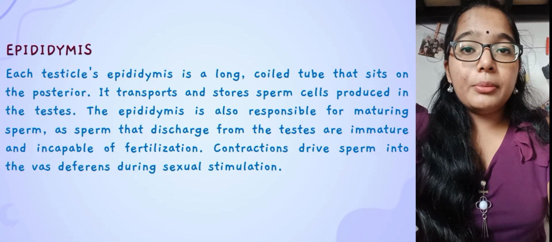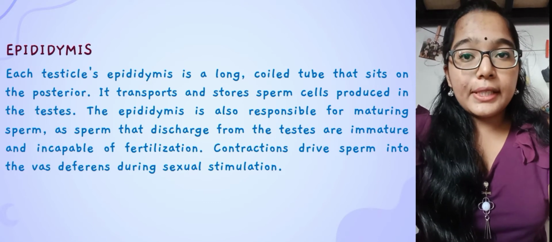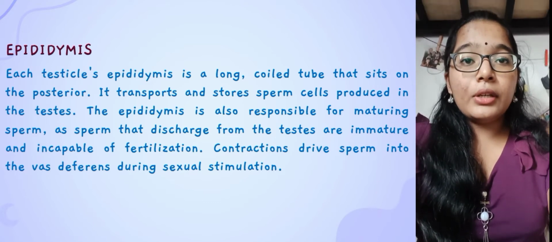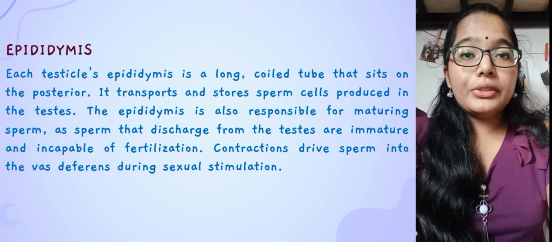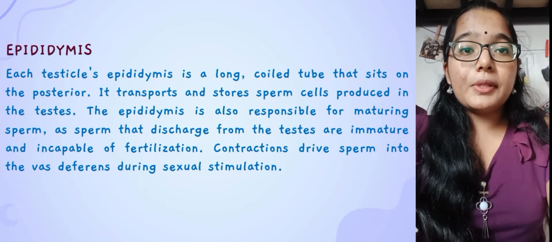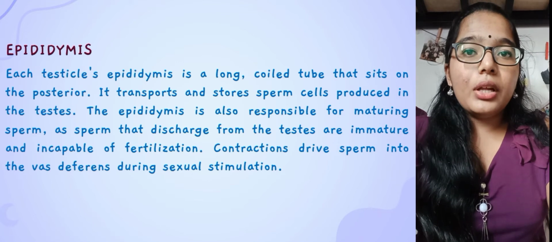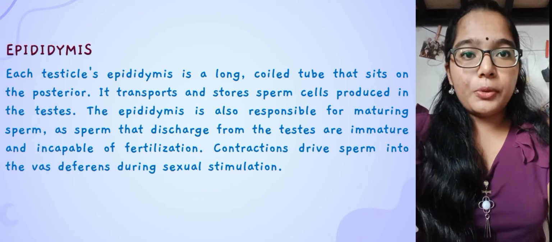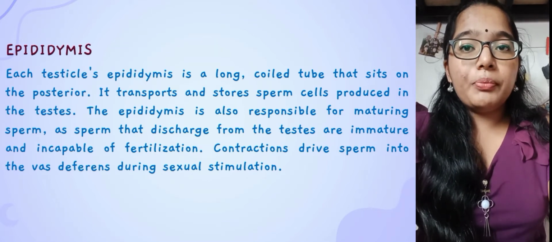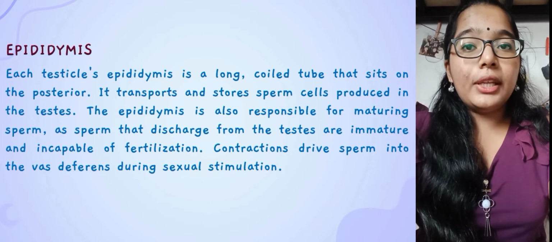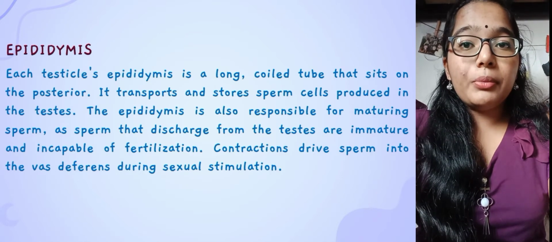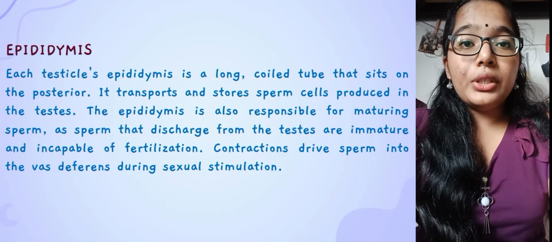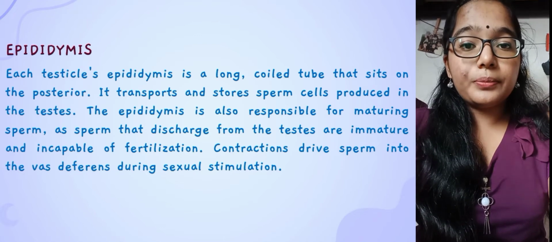Finally, epididymis. Each testicle's epididymis is a long coiled tube that sits on the posterior. It transports and stores sperm cells produced in the testes. The epididymis is also responsible for maturing sperm, as sperm that discharge from the testes are immature and incapable of fertilization. Contractions drive sperm into the vas deferens during sexual stimulation.